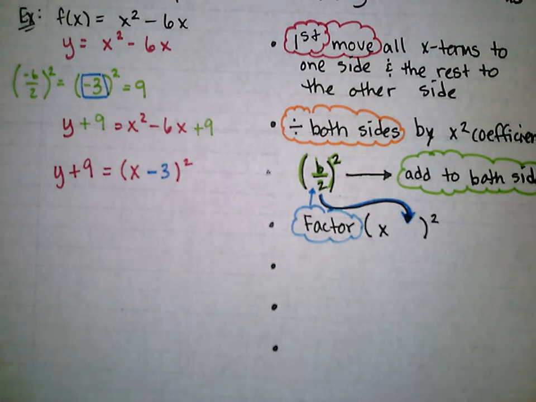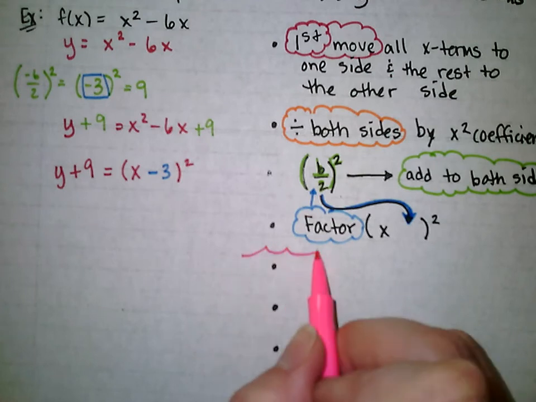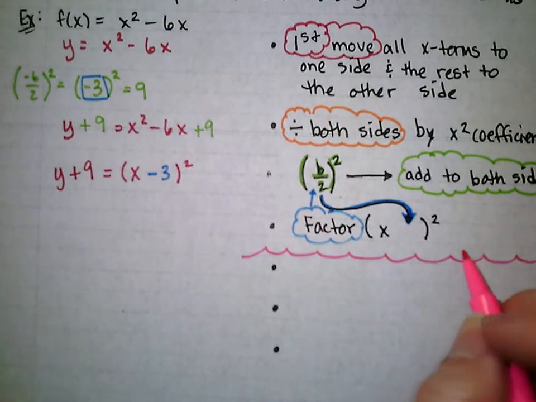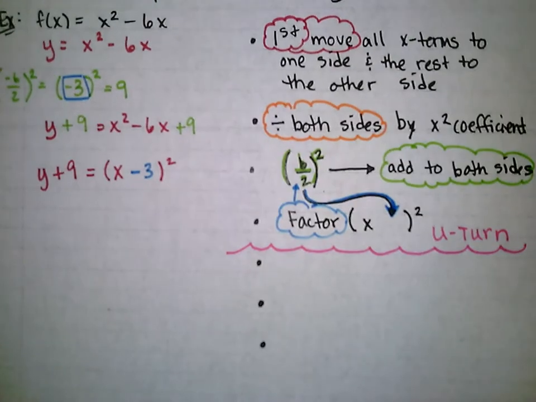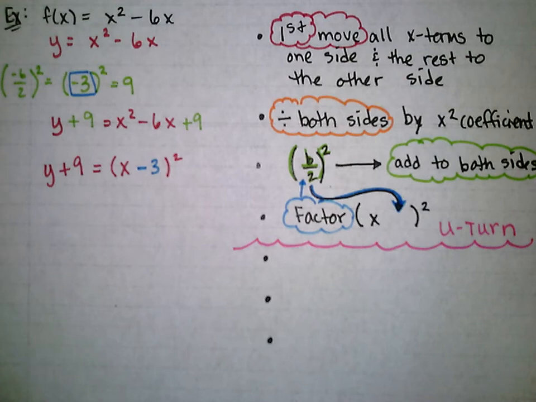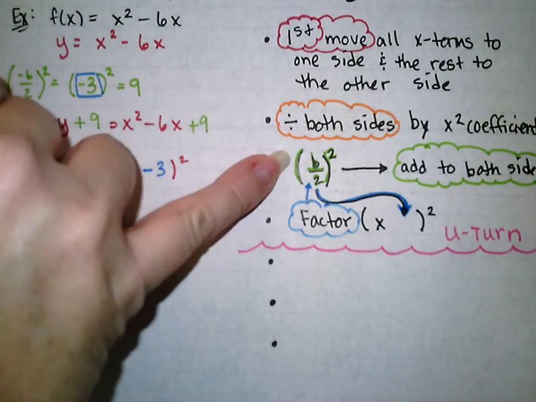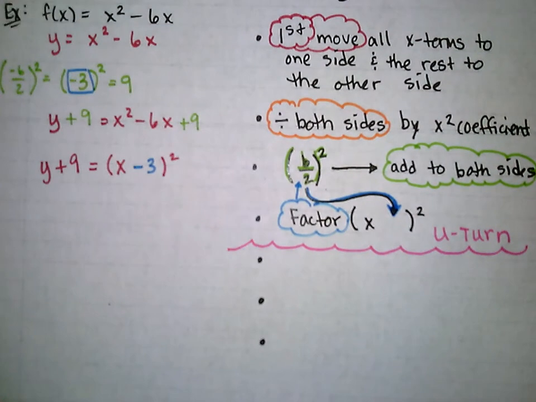At that point, I make a U-turn. So then I go in reverse order. So I just factored. Now I'm going to reverse and subtract that number from both sides.